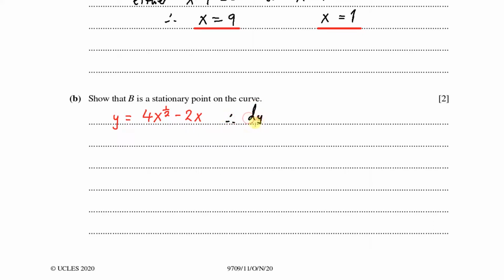Therefore, dy by dx, differentiating, we are going to get the half coming down to where 4 is. So that will be 4 times a half, and that will be x to the power of a half minus 1, which is x to the power of minus a half. And differentiating minus 2x, we get minus 2. So this can be simplified to 4 times a half, that's 2, so that's 2x to the power of minus a half minus 2. So that's dy by dx here.